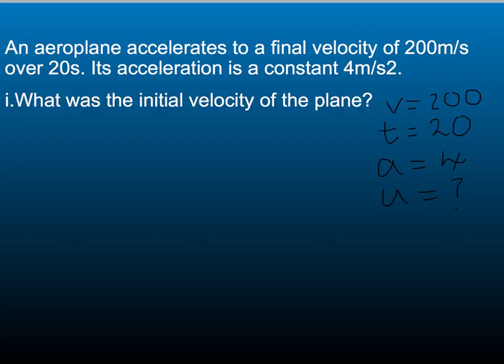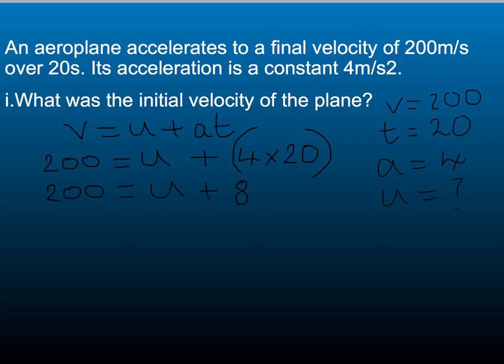So with this question, the best one to use is v equals u plus at. We start putting our numbers in here. We've got v, which is 200, equals u, which is our unknown, plus a, which is 4, times t, which is 20. Now remember that you need to do that bit first because it's a times t. So that becomes 200 equals u plus 80. Then if we do a bit of rearranging, we can see that 200 minus 80 equals u, and that gives us an initial velocity of the plane of 120 meters per second.